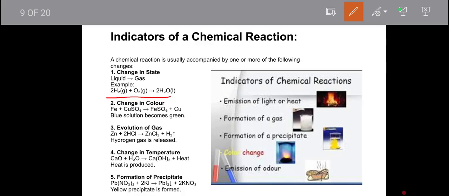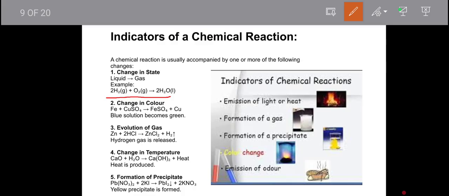Okay, that is the second case. Now the third case also discussed, that is there will be evolution of some gases like hydrogen gas, oxygen gas, or any gases can be evolved whenever a chemical reaction takes place. There is a chance that there will be an evolution of gas. Now there will be a change in temperature also. Okay, so these are all examples we will be studying.